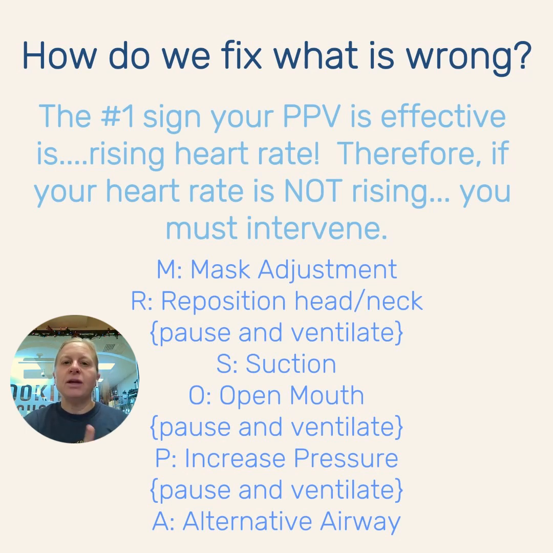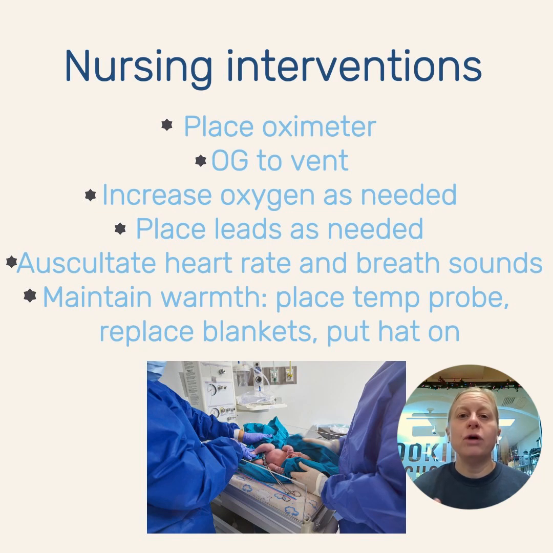But typically, if we can fix it with the MR or the SO, again, we are going to get effective ventilation that is going to allow our baby to have a safe recovery from this resuscitation. While this is going on, you could be asking yourself, what can I be doing? So we brought the baby to the table. So we need to get that oximeter on. Remembering our oximeter goes on our right wrist because our right wrist is going to be our pre-ductal saturations. We can get our OG in to vent.